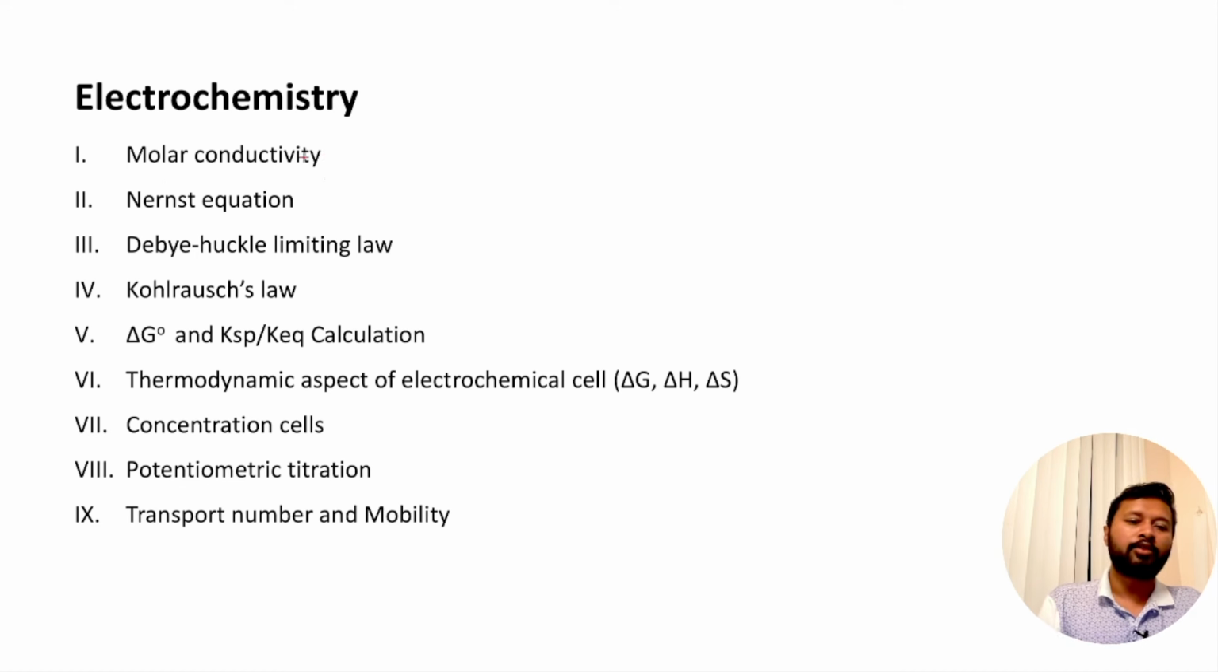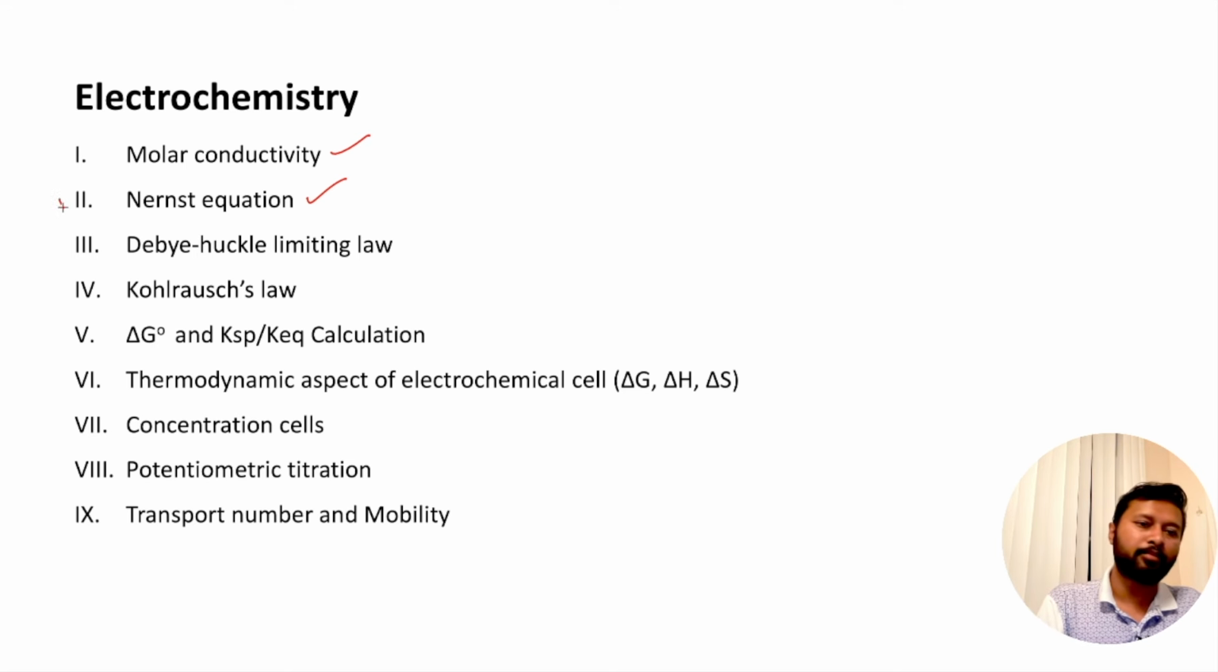Moving ahead to electrochemistry, again one of the topics which is a little tricky, but is a good rewarding chapter. Here you study molar conductivity and the basics of conductivity related equations. Then you have the Nernst equation, the most famous, most important equation of electrochemistry. I would say that if you do the Nernst equation and are able to solve questions from it, you are definitely going to get 1 question in your CSIR exam.